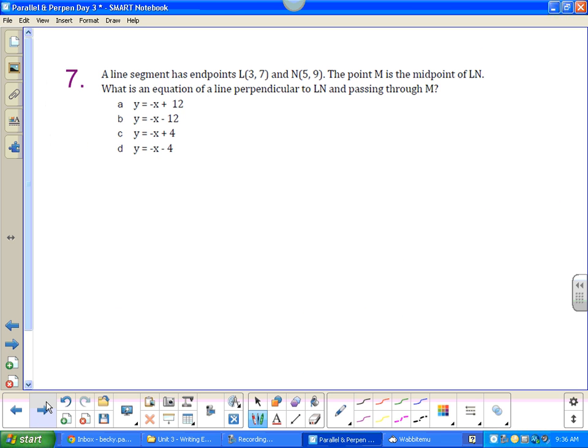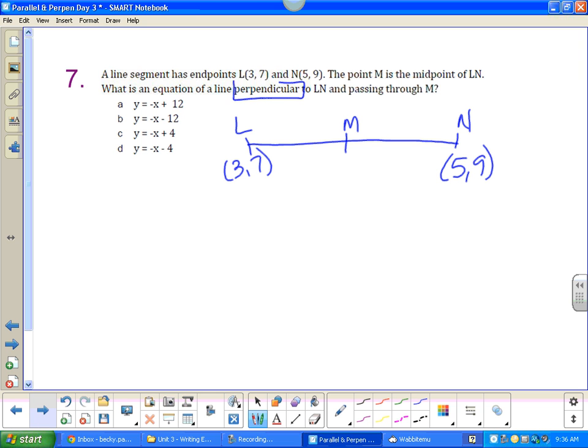Okay. Let's try another one. A line segment that has endpoints 3, 7, I'm going to draw, and 5, 9. The point M is the midpoint. What is an equation of the line? Two important words: perpendicular and passing through M, which is the midpoint. Okay, so first things first, let's find the midpoint. 3 plus 5 is 8, half that is 4. 7 plus 9 is 16, half that is 8. So this is a point that I go through.